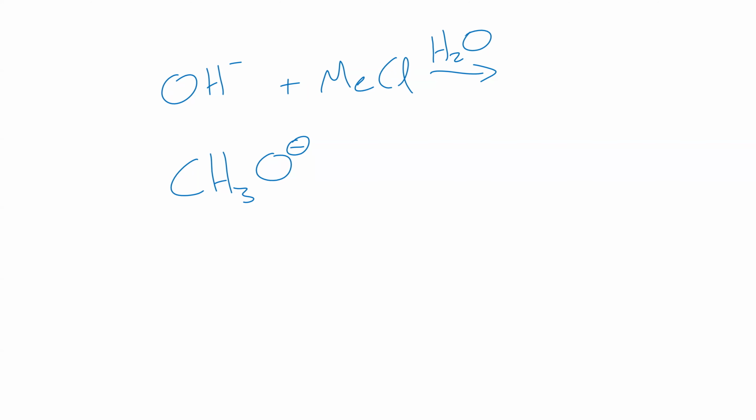So if we wanted to use this as our nucleophile, if we wanted this reaction to happen, we could do it in methanol. Because then if our methoxide steals a hydrogen from methanol, we get another methoxide and another methanol back. We get no net reaction happening.